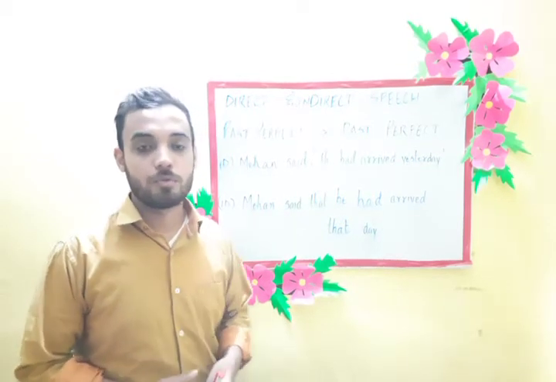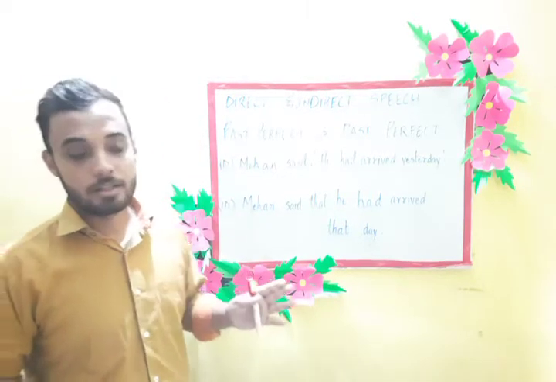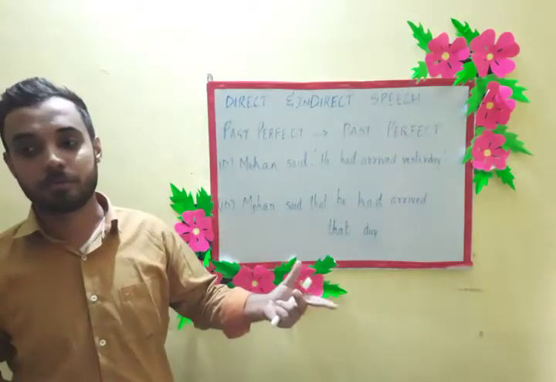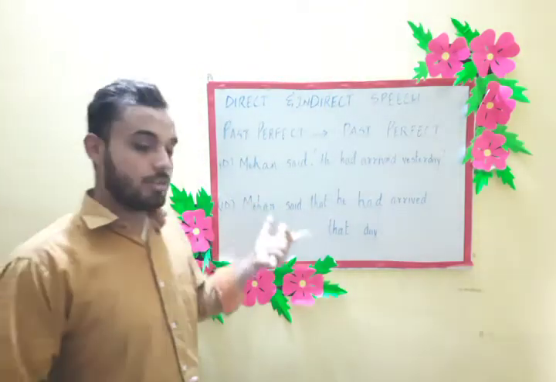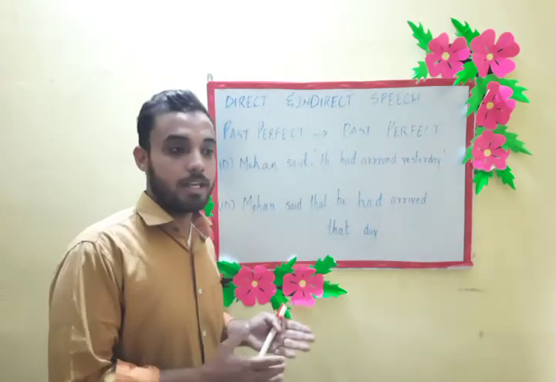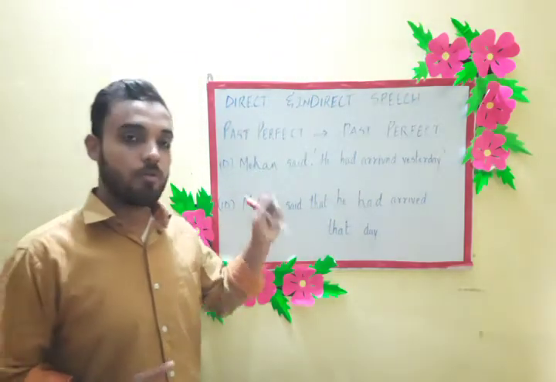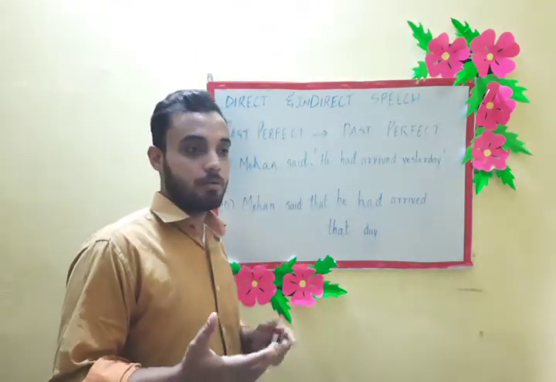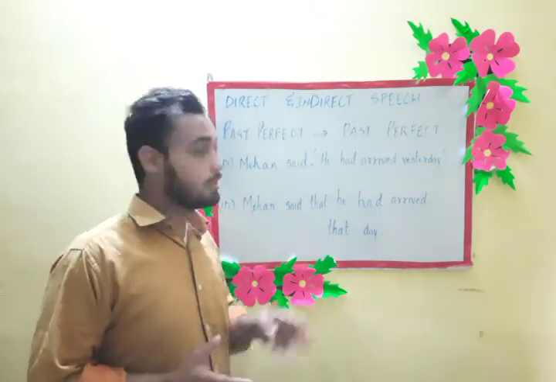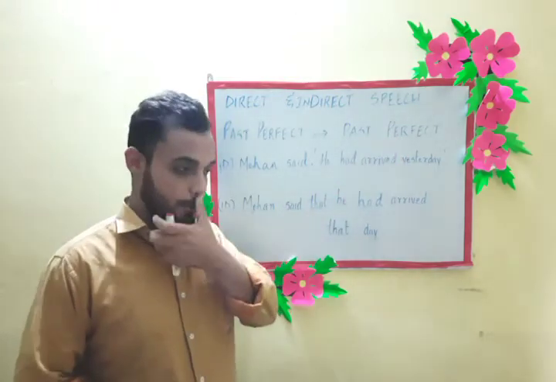Today in this video we are going to discuss the last part of direct and indirect speech verb tense changes: from past perfect to past perfect. The tense that we are going to change from direct to indirect is past perfect tense. When we change past perfect tense from direct to indirect, we make no changes, meaning past perfect remains past perfect in indirect speech.